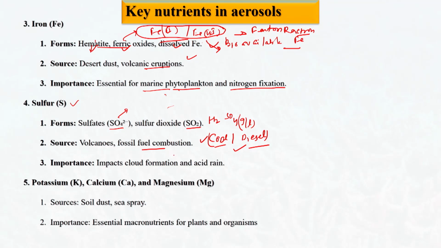So, fossil fuel combustion can produce this, and through the process of volcanic activity, sulfur dioxide is released along with the ashes. The impact is very important for cloud formation and acid rain. This is directly important, because when the rain happens, the water comes in contact with CO2, it will give H2CO3, carbonic acid, but it is in equilibrium.